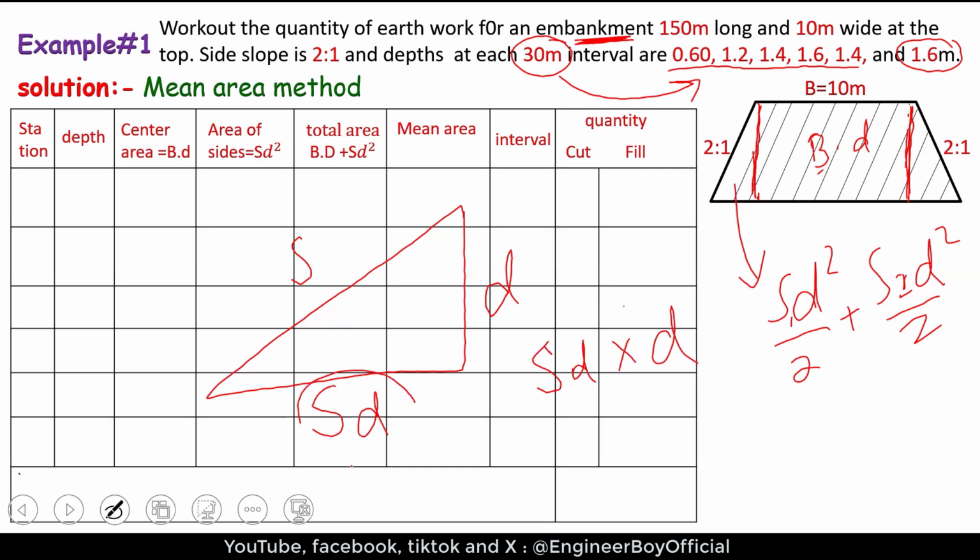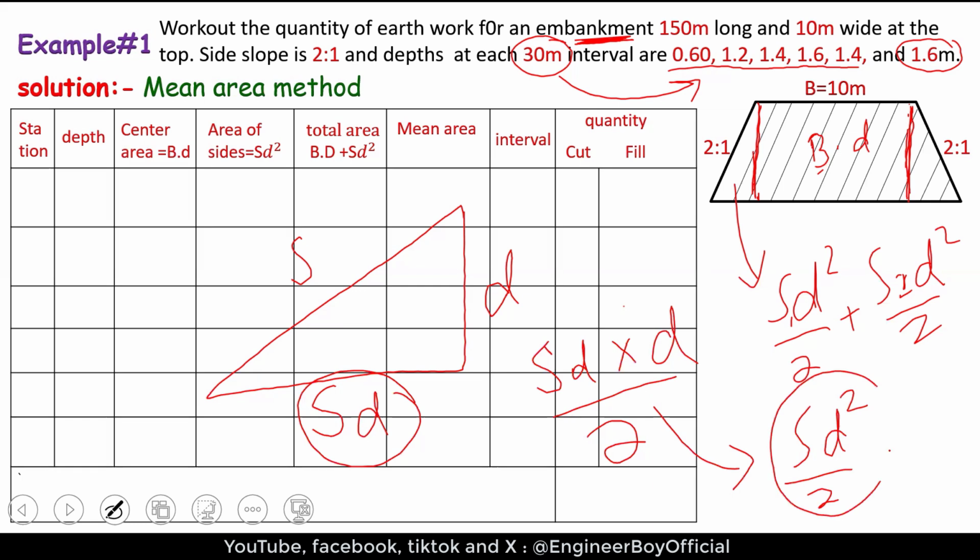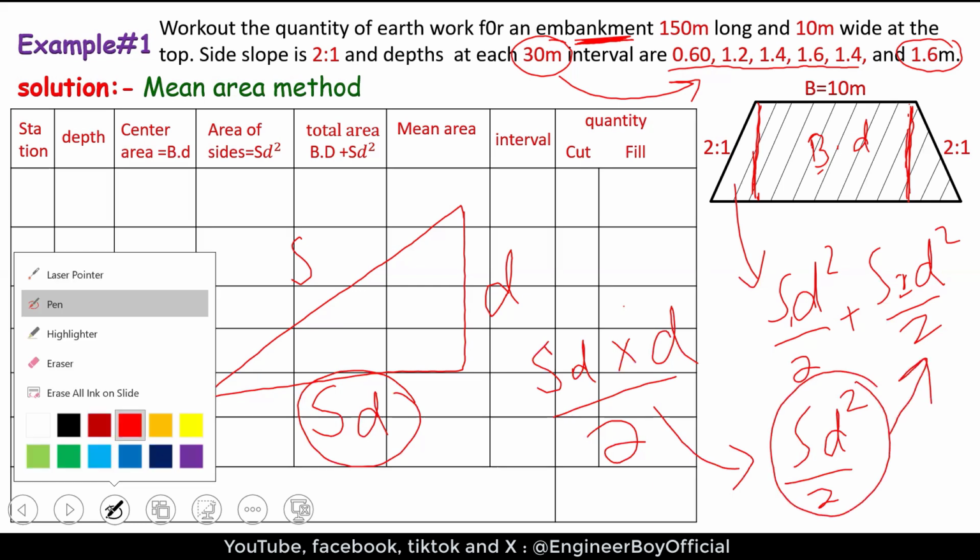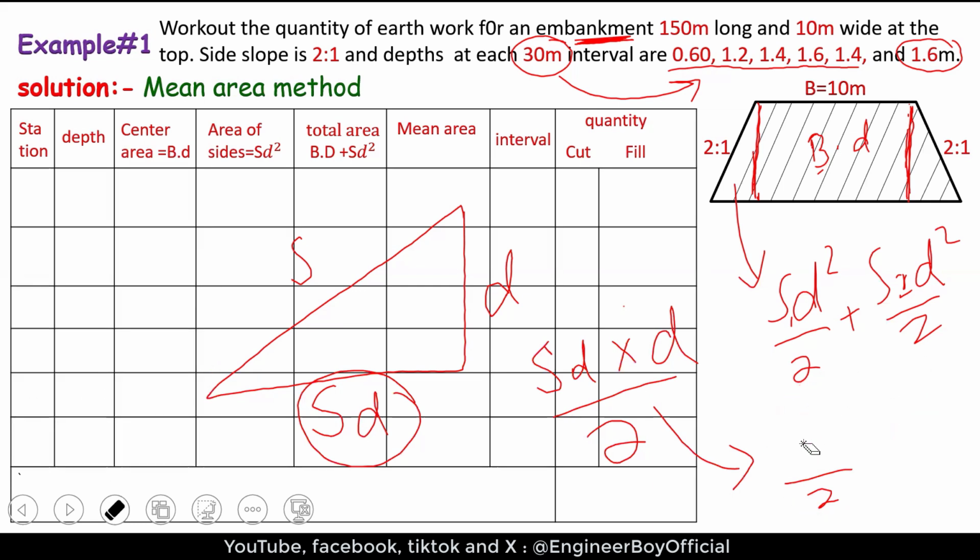SD is just the base times D, that is just the perpendicular, divided by 2. Now SD, over there we have D times D. It means SD square, okay? And we will just divide it by 2. So this is the same formula. Is it clear now? Yes, sir.